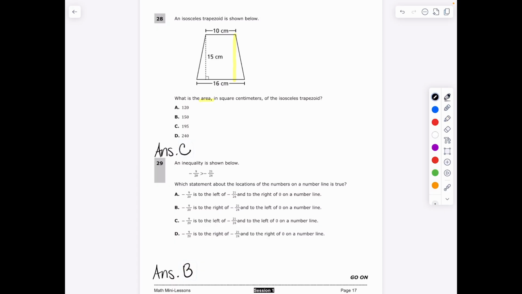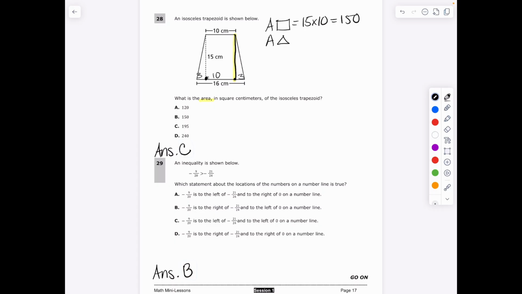And when we break this apart, I know that this part here from here to here is 10. And I know that the other two sides are going to be equal. Okay? So these two sides have to be the same, and I know this part is 10. So these two parts have to add up to 6. So I know this part is 3, and this part is 3. Okay, so let's start with the area of just a rectangle, which is 15 times 10. That's 150.